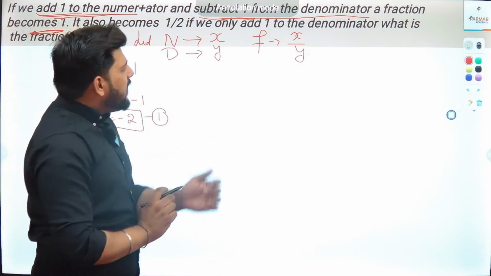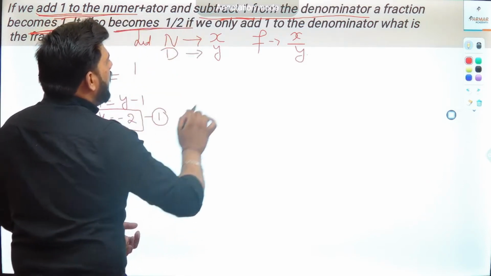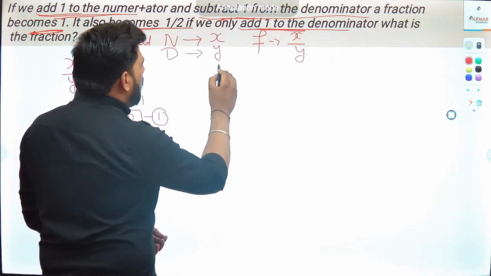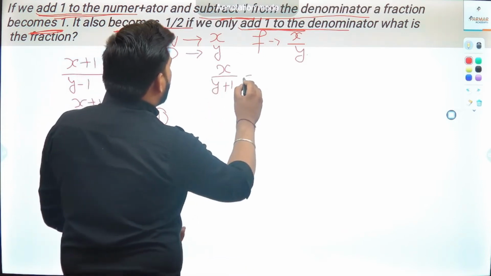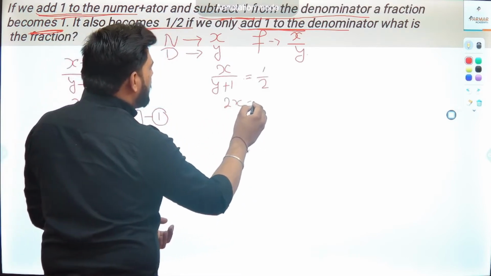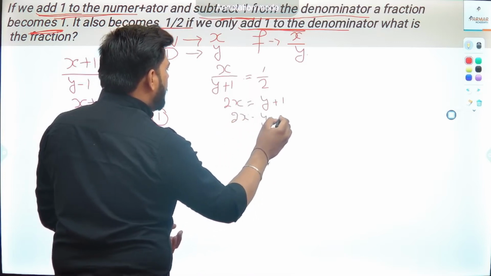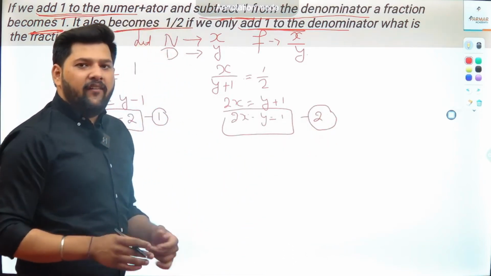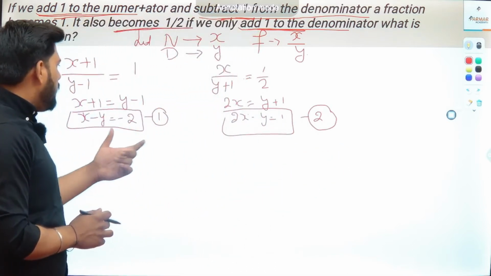Now what is the second condition? The fraction becomes half if we only add 1 to the denominator. Means there is no change in the numerator, we only have to add 1 in the denominator, and the fraction becomes half. Again cross multiplying, 2x is equal to y plus 1, and 2x minus y is equal to 1. This is equation number 2. Now we have a pair of linear equations in two variables. Again using the substitution method we will solve these equations.